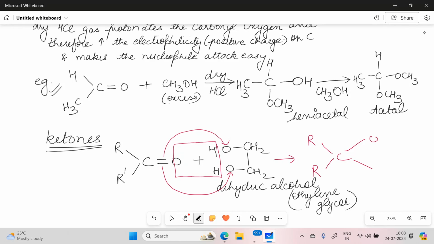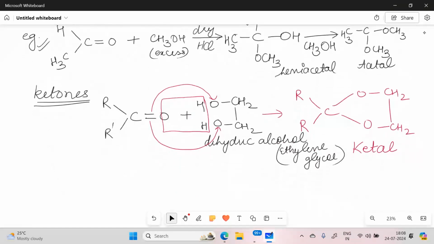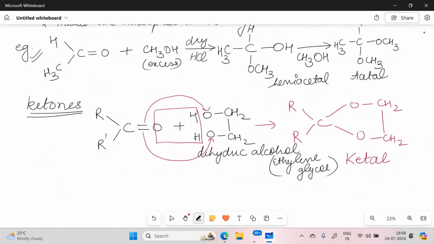So you will get O-O, CH2, CH2 bond. And this compound is known as ketal. Aldehydes give acetal, ketones give ketal. There is only one reaction for ketones, and this is the reaction.